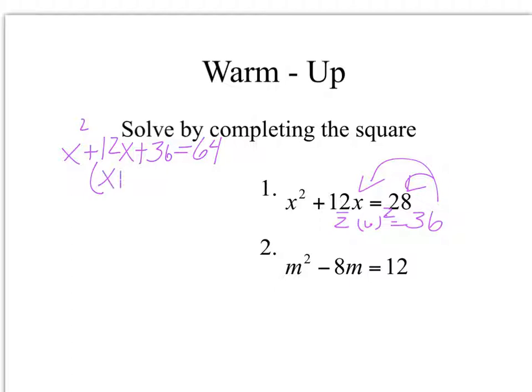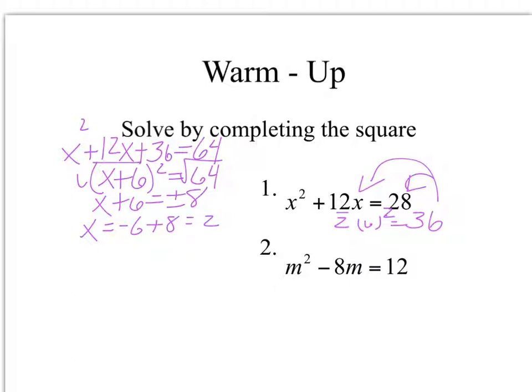Break it down into the square of a binomial. X plus 6 squared equals 64, square root each side. X plus 6 equals positive negative 8. We're going to subtract 6 from each side. So x equals negative 6 plus 8, which would give me 2, or negative 6 minus 8, which would give me 14. So 2 and 14.